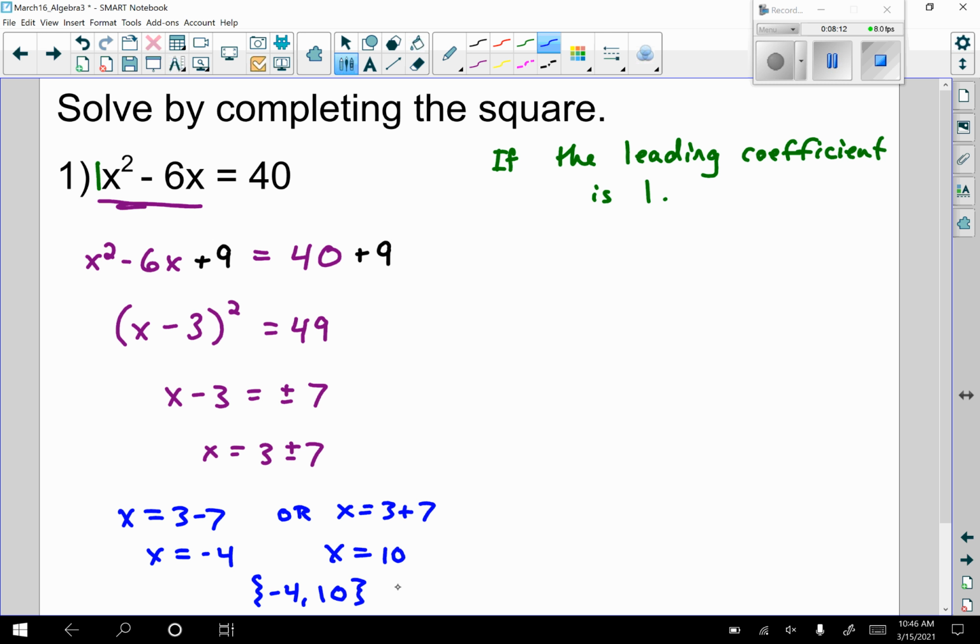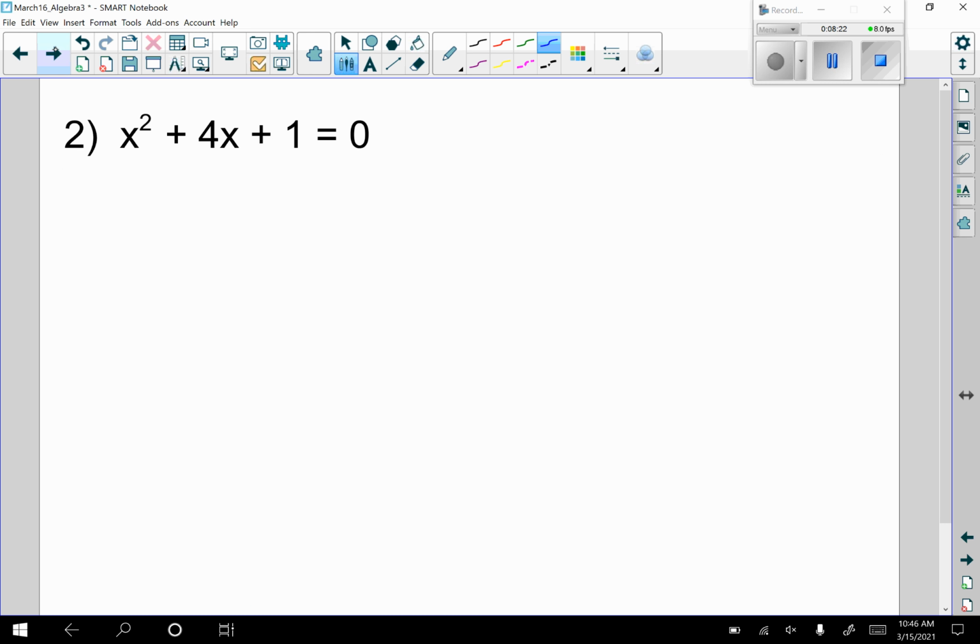Now, because these answers came out to be nice integers, this does tell us that we could have solved this by factoring. But like I said, sometimes we have a choice, other times we won't. And here's an example where this definitely won't factor.